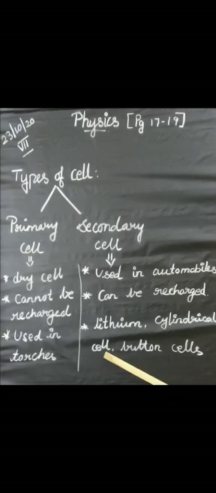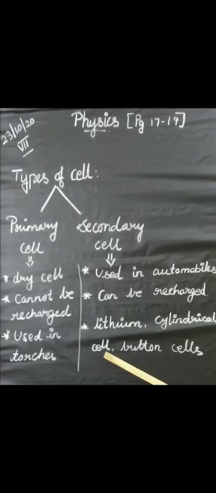Do you know the reason why we use some cells a single time and cannot use them again and again? Based on that, we have two types of cells, that is the primary cell and the secondary cell. The primary cell is a dry cell and it is commonly used in torches. This is the example for the primary cell. The primary cell cannot be recharged again and again. It is used only once.